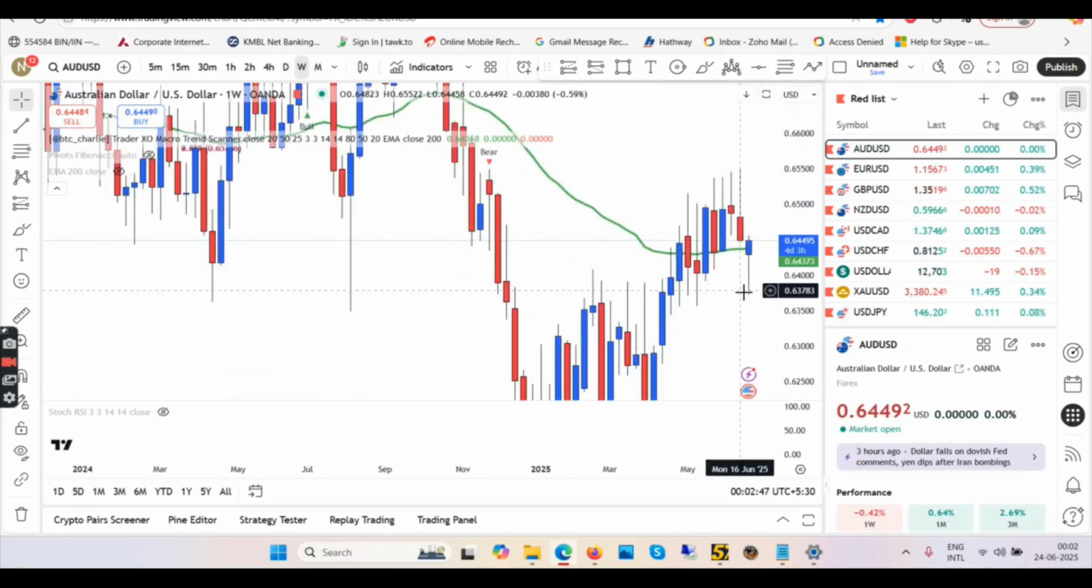Weekly we are on the EMA, so weekly doesn't give us any idea what's going to happen, but we have a long wick rejection coming, so probably we might continue going up. Time will tell. This is only the first day of the week. So let's come to the daily chart.